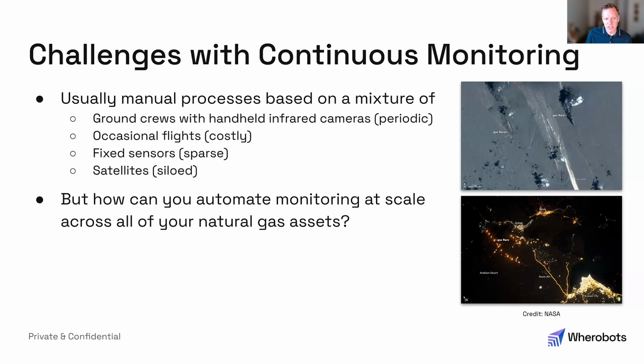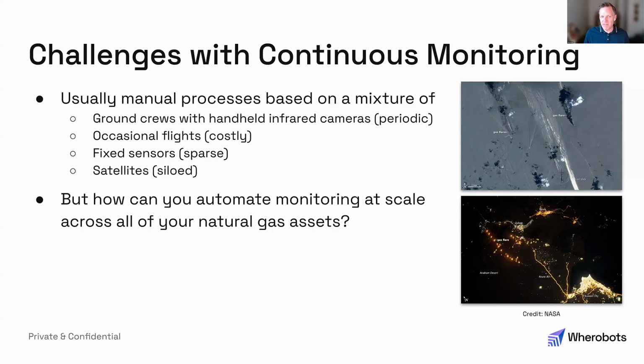So it might be a combination of ad hoc ground crews going out with handheld infrared cameras to survey specific sites. They may be doing costly occasional flyovers. They may have sensors deployed at certain sites, but that might be sparse and not fully covering all the assets. And then there's always the promise of satellite imagery and using satellite imagery to detect these flares. And we're going to talk more about that specifically today.